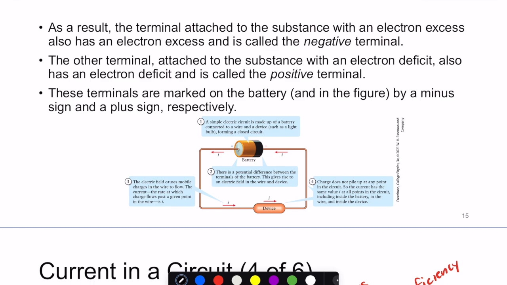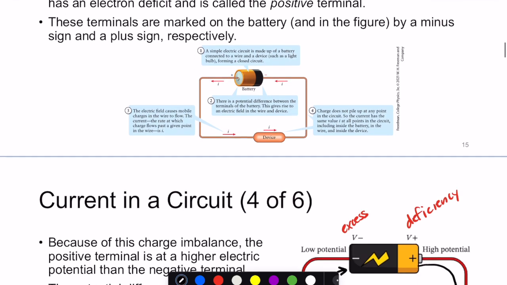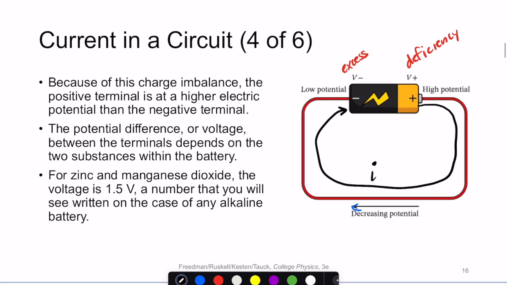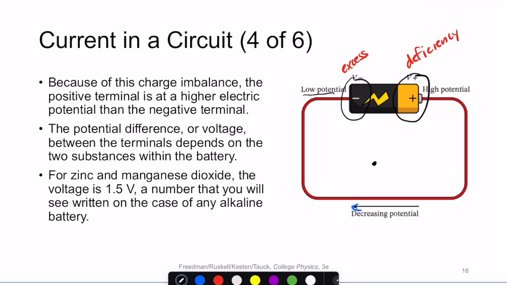So the battery has two terminals, and we attach our device and our circuit to those two terminals and cause the current to move. So using the language of the previous chapter, we would say that the positive terminal of the battery has a high potential and the negative terminal of the battery has a low potential. And that causes electrons to move.